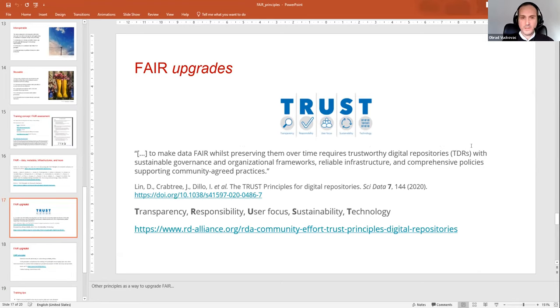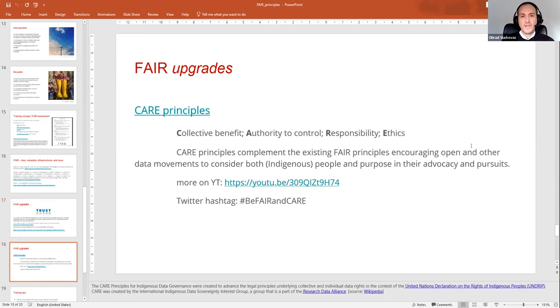Because to have data that is FAIR, one of the key factors is to have a good repository to deposit the data to. Another example are the CARE principles that are meant for doing research with indigenous people and for doing research in a more ethical way. I will just leave you links here for more research.